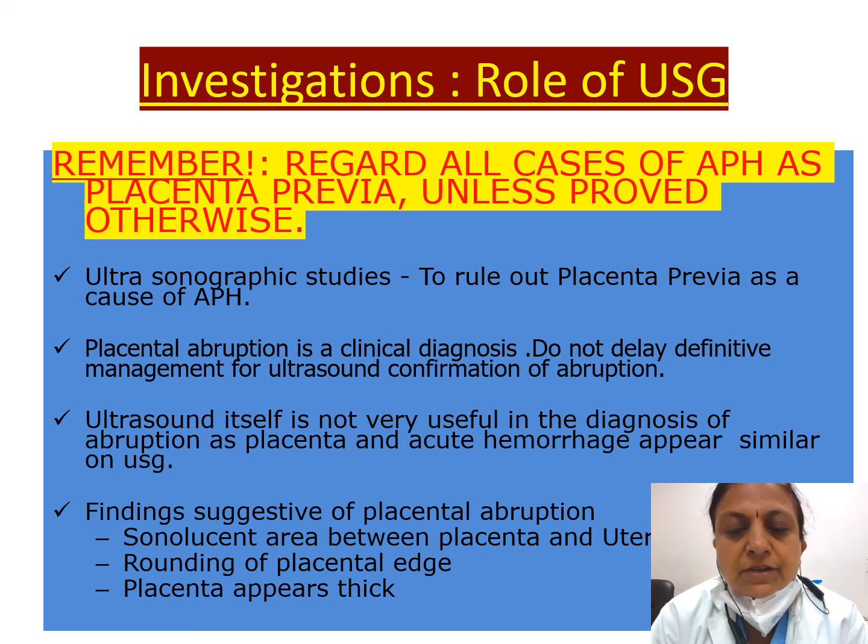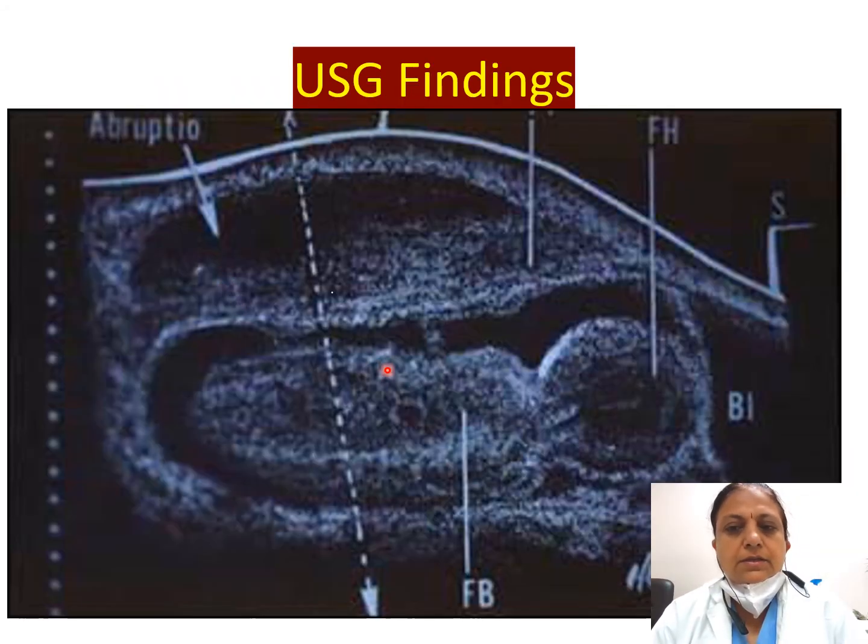Ultrasound itself is not very useful in the diagnosis of abruptio as placenta and acute hemorrhage appear similar on the sonography. Findings suggestive of placental abruptio are a sonolucent area between the placenta and the uterus, rounding of the placental edges, and a thick-appearing placenta. In this ultrasonographic picture, you can see this hypoechoic area, which is the blood collection behind the placenta, and this is the fetal sac. So this is how the hypoechoic area appears on the sonography.